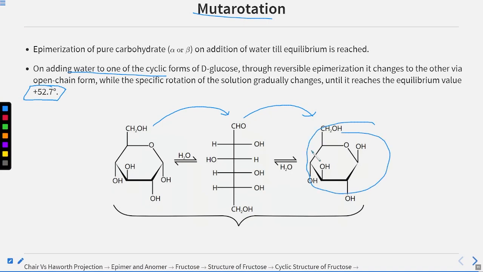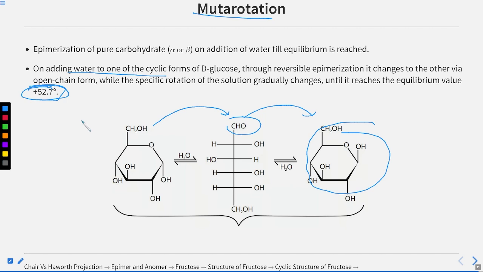So this is epimerization. We epimerize from here to CHO, and then again the OH will attack and form this opposite one. In this way, whether you take any amount of alpha D glucose or beta D glucose, it will be further epimerized such that your final rotation due to the solution is equal to plus 52.7 degrees, not Celsius, sorry for that. 52.7 degrees on the positive side, the left side. Got it?